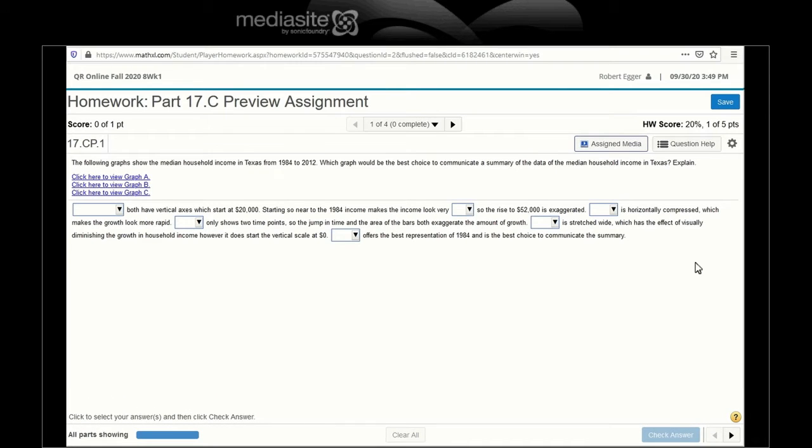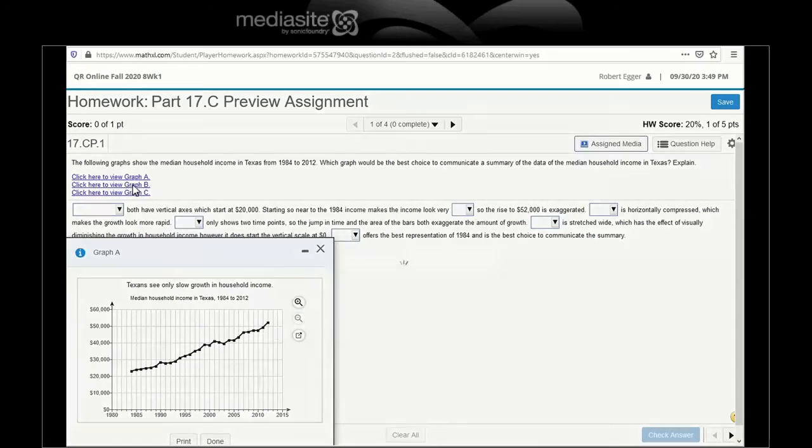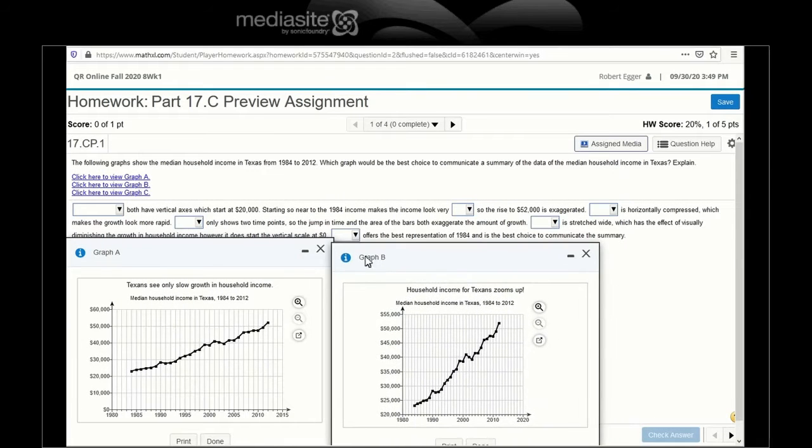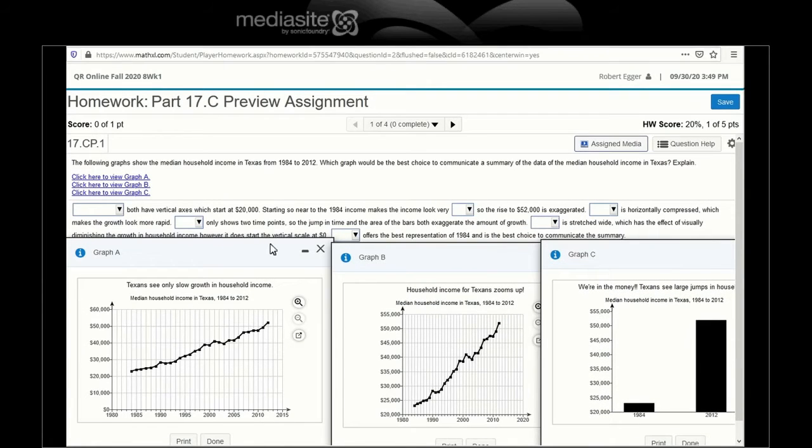So let's see. The following graph shows the median household income from Texas from 1984 to 2012. Which graph is the best choice to communicate a summary of the data? Let's look at the graphs. Here's graph A, graph B, and graph C. Looks familiar.